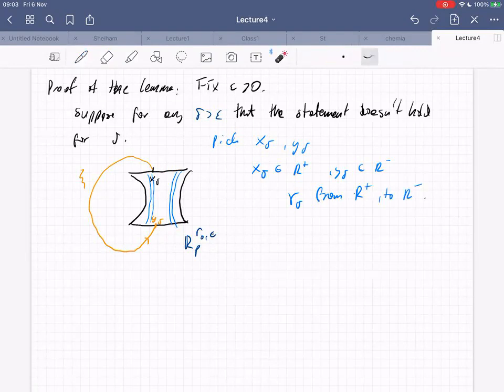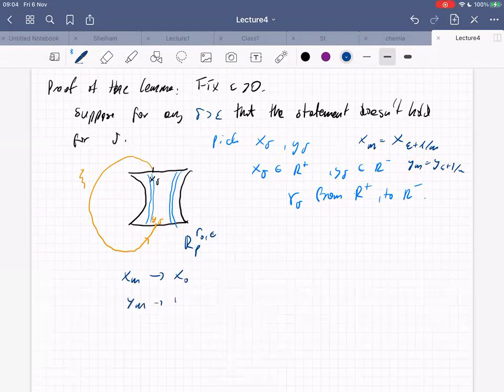Okay, so now, instead of all possible deltas, we can just take x_m equal x_(epsilon plus 1/m) and y_m equal y_(epsilon plus 1/m), so that we reparameterize to get a sequence. And now this is compact and that is compact. So the x_m's and y_m's have a convergent subsequence. On passing to a subsequence, we can assume that x_m tends to x0 and y_m tends to y0 for some x0 and y0. And where do y0 and x0 sit?